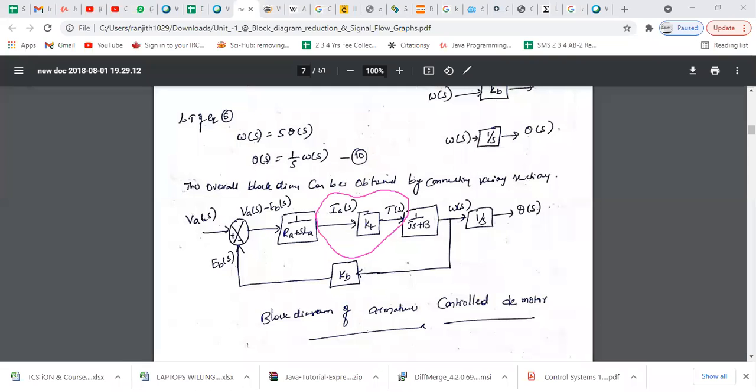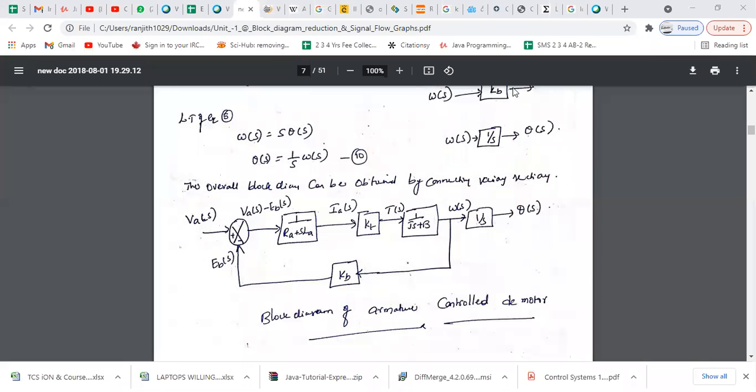Now it is input to the third section. This is the third section. Is it clear? Now, what is the output we required? Theta of s. That's why I placed 1/s here. 1/s into omega of s means what? Theta of s. What is the input to the entire block diagram? Va of s. What is the output? Theta of s. We have one more input. What is that one? Eb of s.